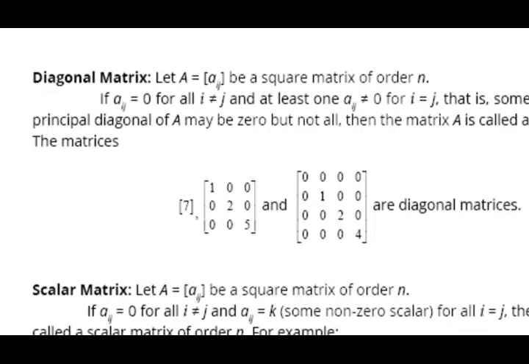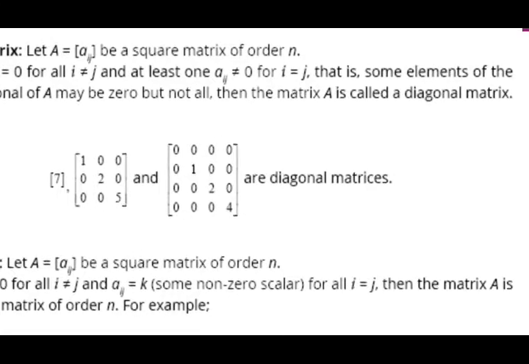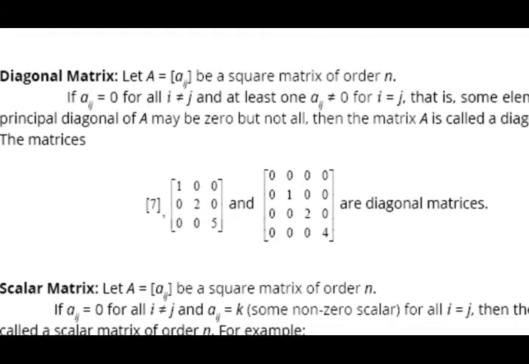Now, diagonal matrix. Let Aij be a square matrix of order n, then aij is equal to 0 if i is not equal to j, and at least one aij is not equal to 0 for i is equal to j, in which the indices are the same. If any one element is not equal to 0, then it is called a diagonal matrix. Here is its example. The first matrix contains one element, the second has principal diagonal 1, 2, 5, and the next has principal diagonal 0, 1, 2, 4, and except for the diagonals all values are 0, and these are called diagonal matrices.